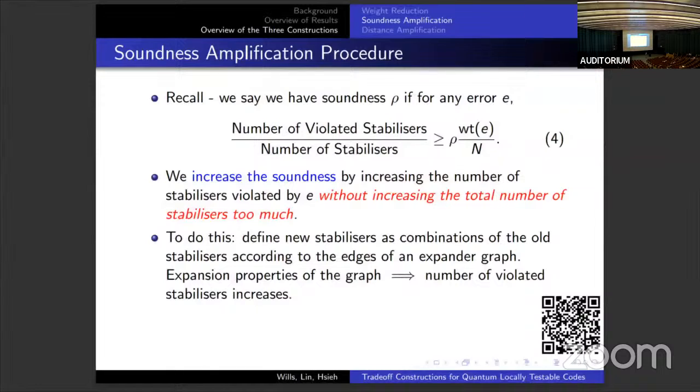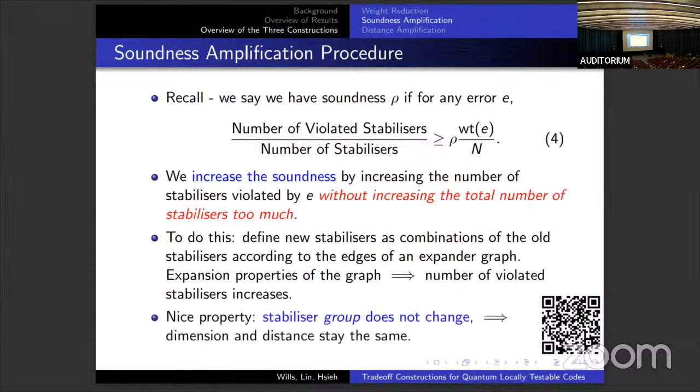The way we do that is we look at the stabilizers in our old code, and we want to make a new code. We define stabilizers in the new code as combinations of stabilizers from the old code, and the combinations that we take are according to edges of an expander graph. The nice thing about this is the stabilizer group doesn't change, because we've just changed the basis of our group. We've changed the list of actual stabilizer generators, but we haven't changed the stabilizer group. This is why distance and dimension stay the same, because they're properties of the stabilizer group, whereas soundness and locality are properties of your list of basis elements.